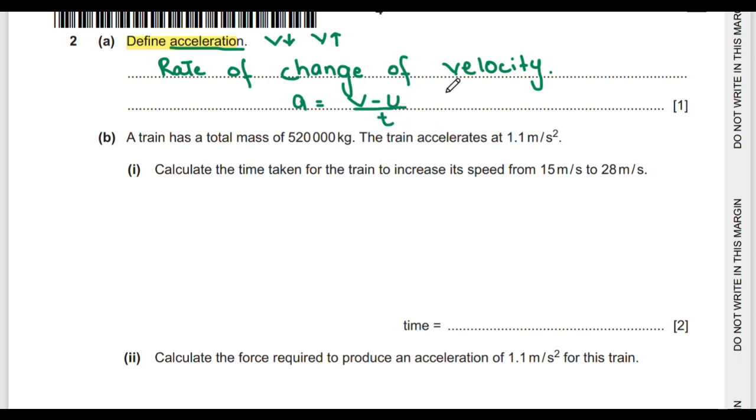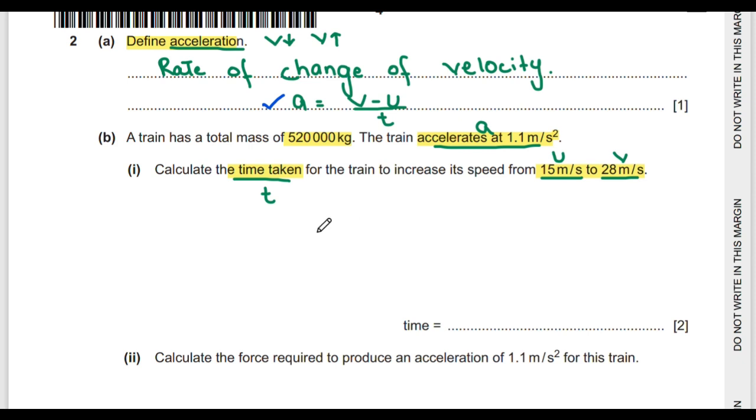B part is saying a train has a total mass of 520,000 kg. The train accelerates at 1.1 meter per second squared. Calculate the time taken for the train to increase its speed from 15 meter per second to 28 meter per second. So we are given some factors. For example, we are given the initial speed or velocity and the final speed. We are supposed to get the time. We are also provided with acceleration.